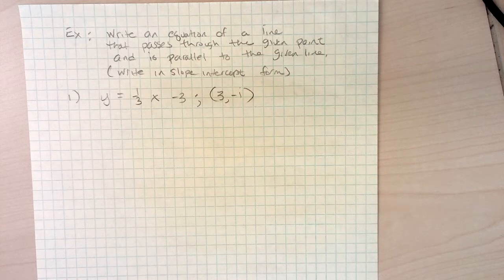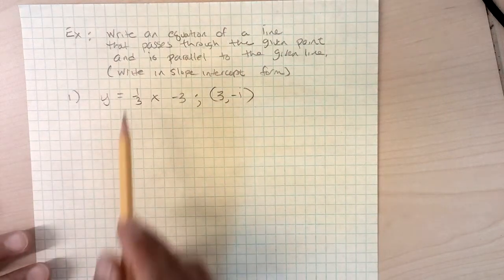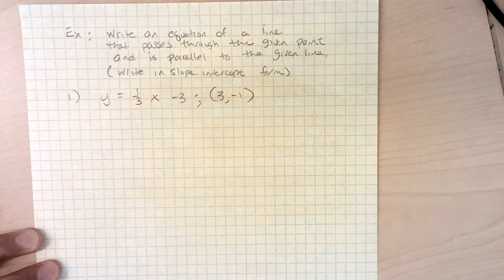Okay, so now I want to write an equation of a line that's parallel to the given line, y equals 1/3 x minus 3, and it passes through the given point, (3, -1). The specific directions say write your equation in slope-intercept form, but I'm going to show you how you can first write it in point-slope form.